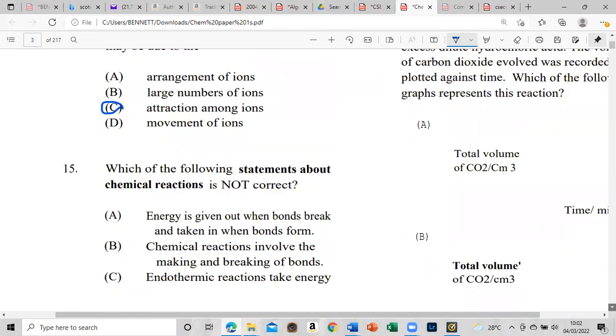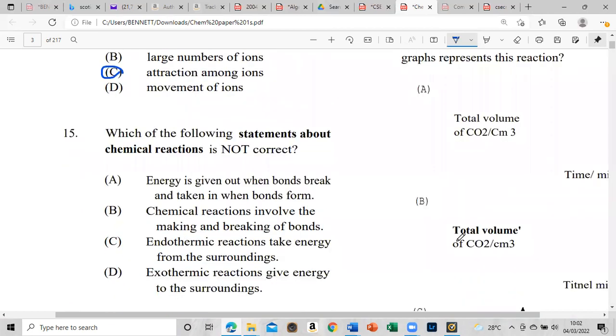Let's move on to 15. Which of the following statements about chemical reactions is not correct? Energy is given out when bonds break and taken in when bonds form. Chemical reactions involve the making and breaking of bonds. Endothermic reactions take energy from the surroundings. Exothermic reactions give energy to the surroundings. And since it says not, that would be A: energy is given out when bonds break.